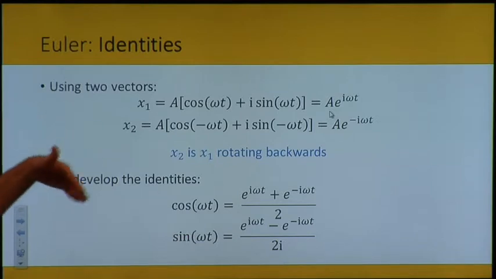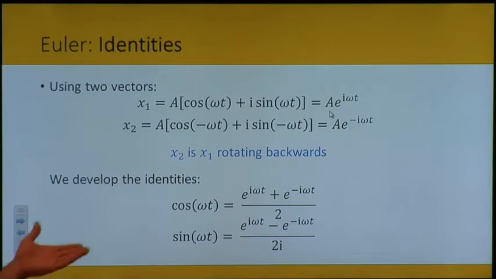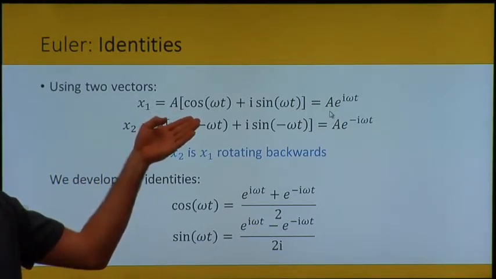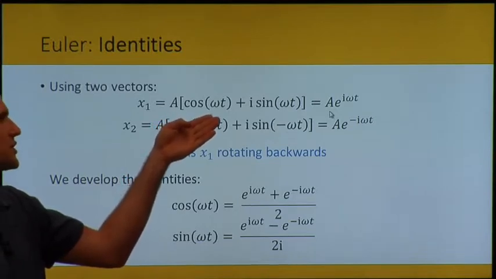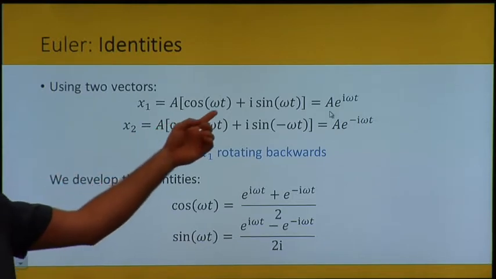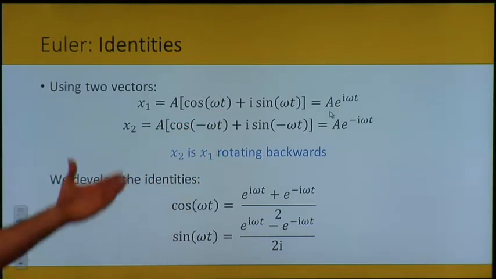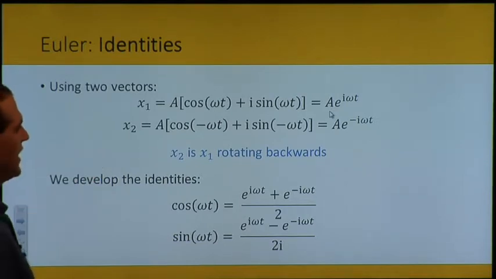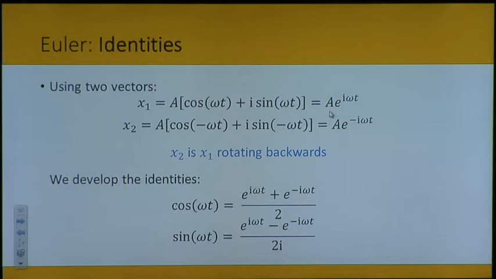And then I came up with another complex vector called x2, and this is the result if my x1 complex vector is moving through complex space as a function of time. If I were to simply run that vector backwards in time, replace t with negative t, then I get my new x2 vector. And I carried that through, subbing in for every t, negative t. So x2 is actually x1 rotating backwards. So with these 2 vectors, I can develop 2 of Euler's identities.